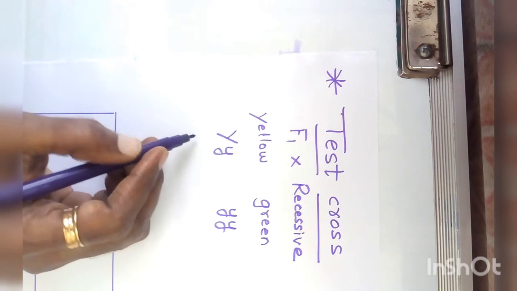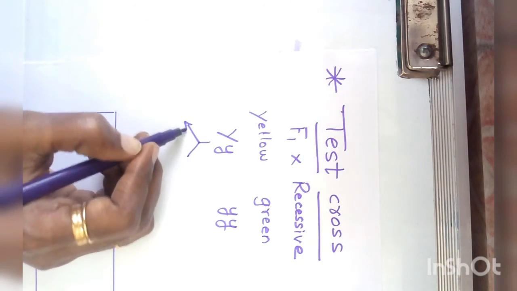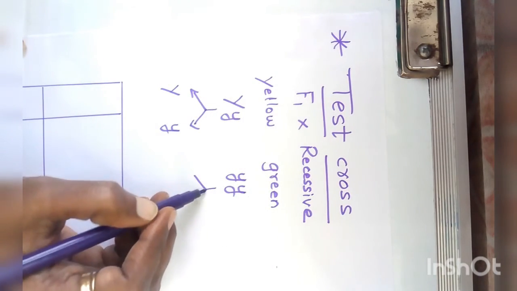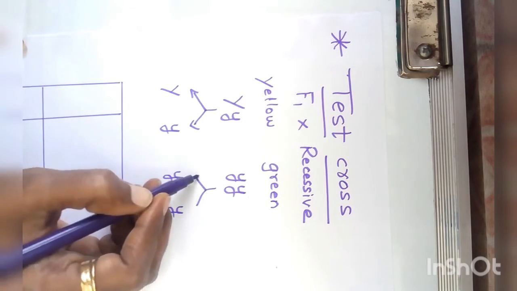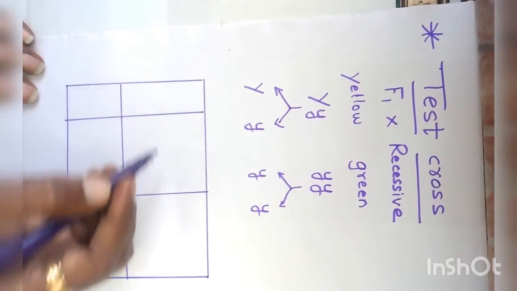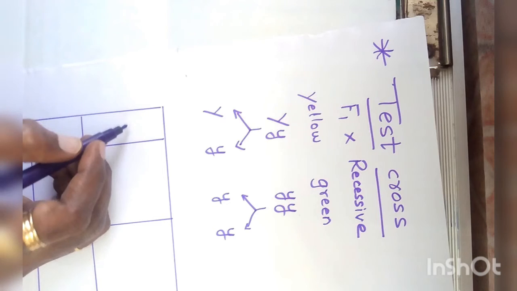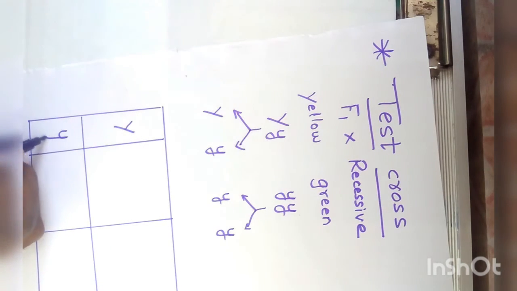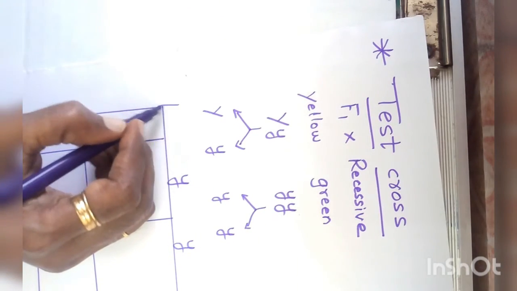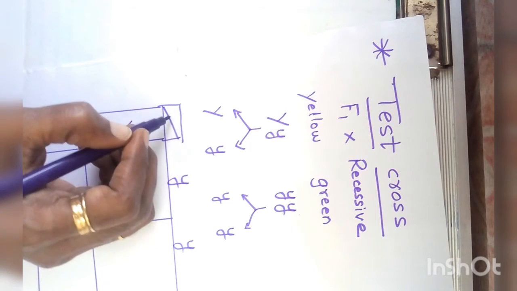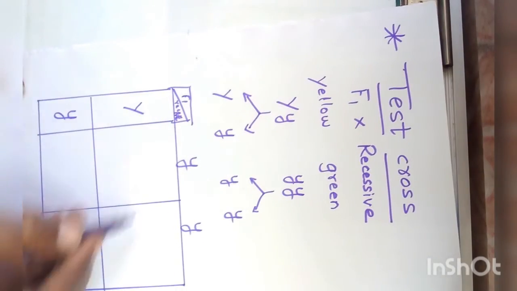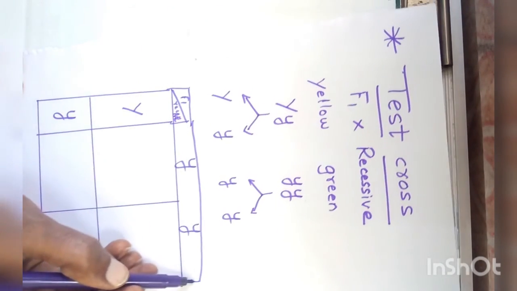Now the next step is gamete formation. Again, since it is heterozygous, the gametes will be different. One capital Y, one small y. For this it will be small y and small y. Now what we have to do? Same thing, we have to place them in the checkerboard. On one side it will be capital Y, small y. On the other side it will be small y and small y. What you have to write down here? One is F1 generation and one is recessive parent. So just extend this.